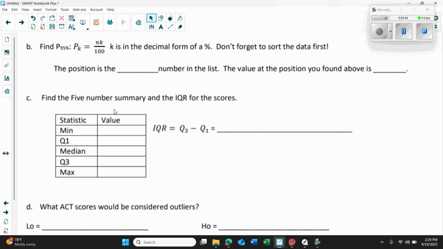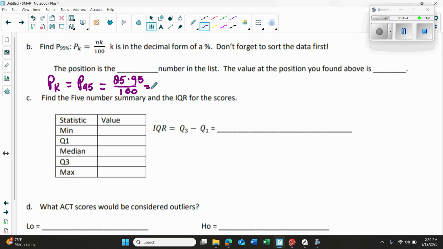All right, what I do want to talk about, though, is 1B, okay? Find the position of the 95th percentile. There'll be a question like this on your test. So what we need to do here is find the position first. That's where we're going to use this P sub K formula. So we have P sub K equals P sub 95. N is 25 here because we have 25 test scores, times 95, and we're going to divide that result by 100.